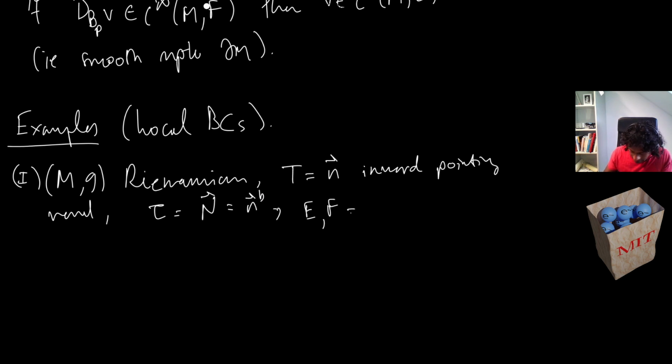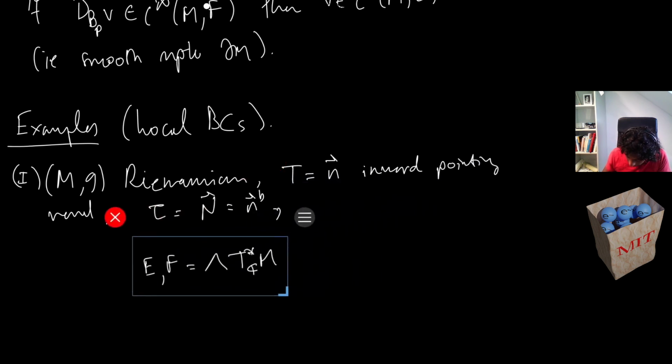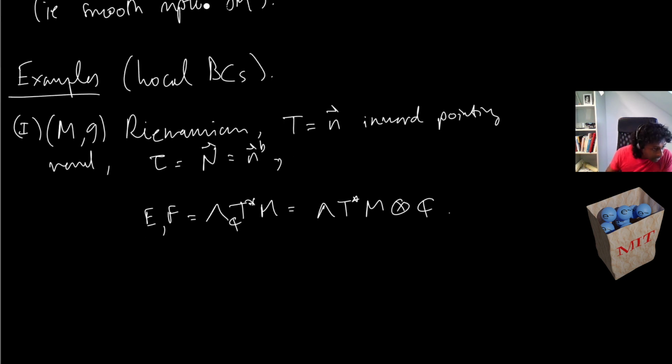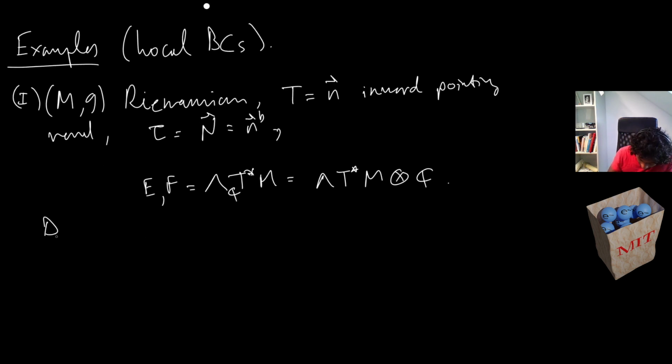E and F are now going to be my complexified differential forms, so we're taking complex values. So this is T star of M, with the C here, twisted by C. And my operator D is now D_H, which is D plus D star.